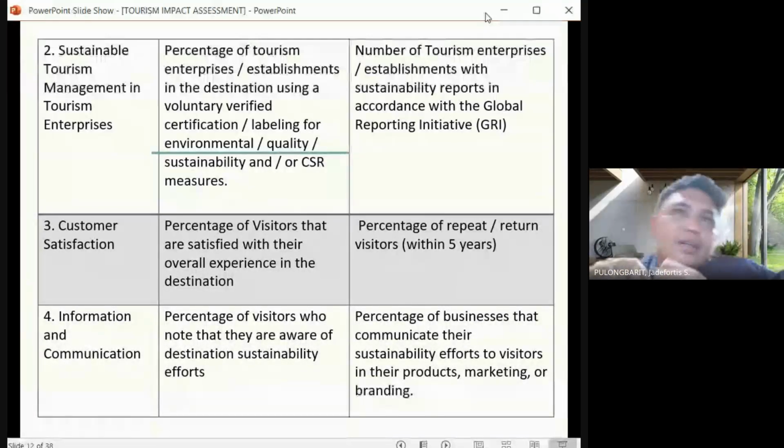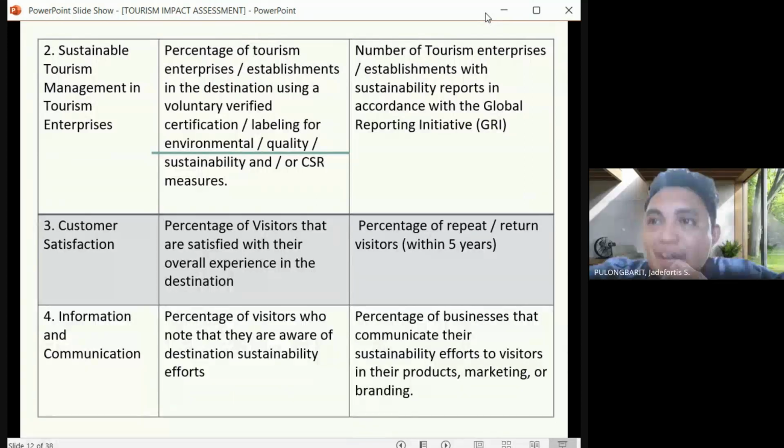In accordance with the GRI. And then the next criteria is customer satisfaction. Of course, to determine the percentage of visitors that are satisfied with their overall experience in the destination. So, to determine the total number of visitors, the percentage of visitors who are satisfied with their overall experience in visiting the destination. And of course, optional is the percentage of repeat or return visits within 5 years.